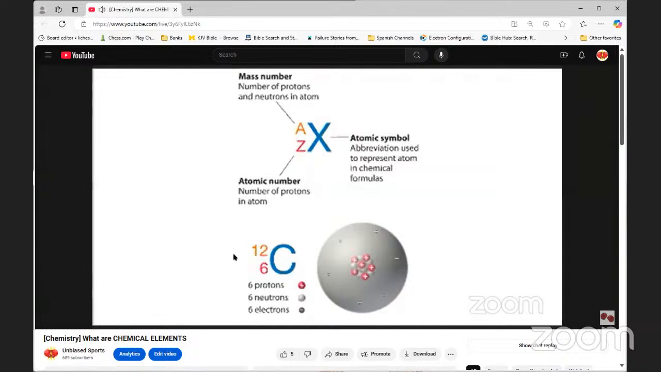And then you see X. X is the atomic symbol. That's going to tell you what type of atom you are dealing with. It's an abbreviation used to represent an atom in chemical formulas. So if you look at C, that represents a carbon atom. 12 is the neutrons and protons added together. So it's 12, and that's the weight of it. And then 6 represents the number of protons by themselves.